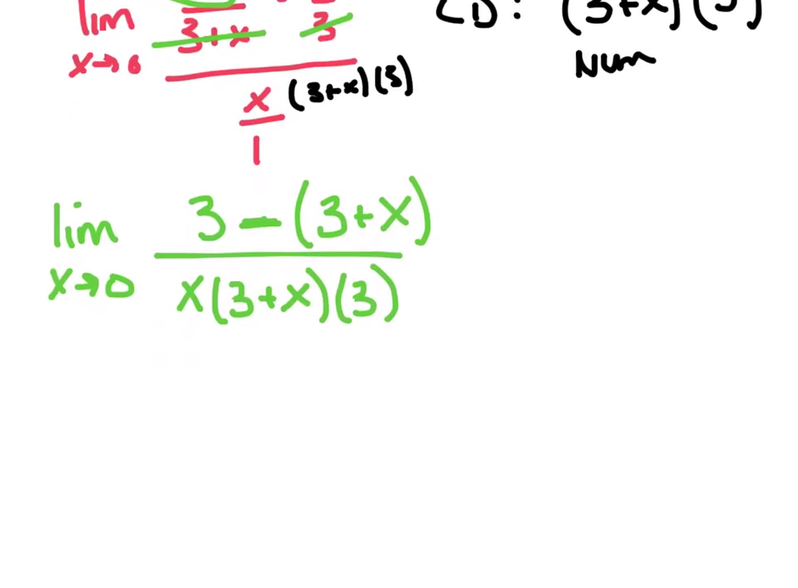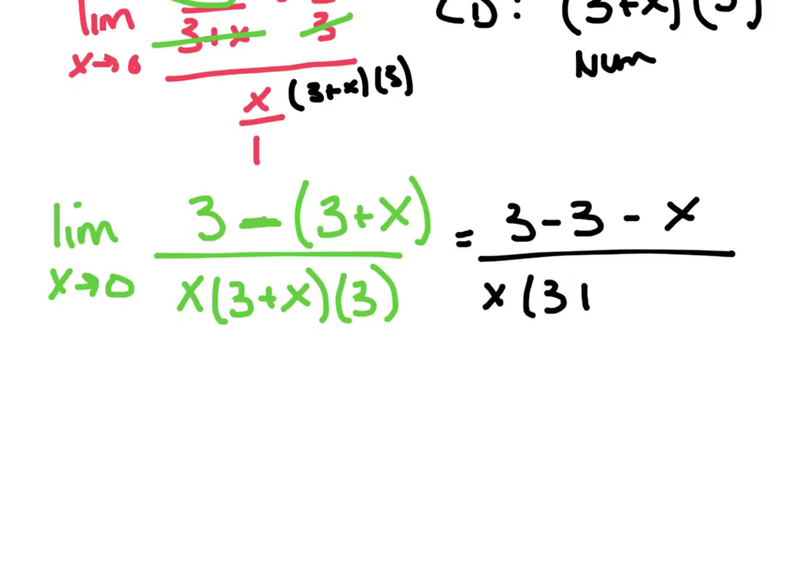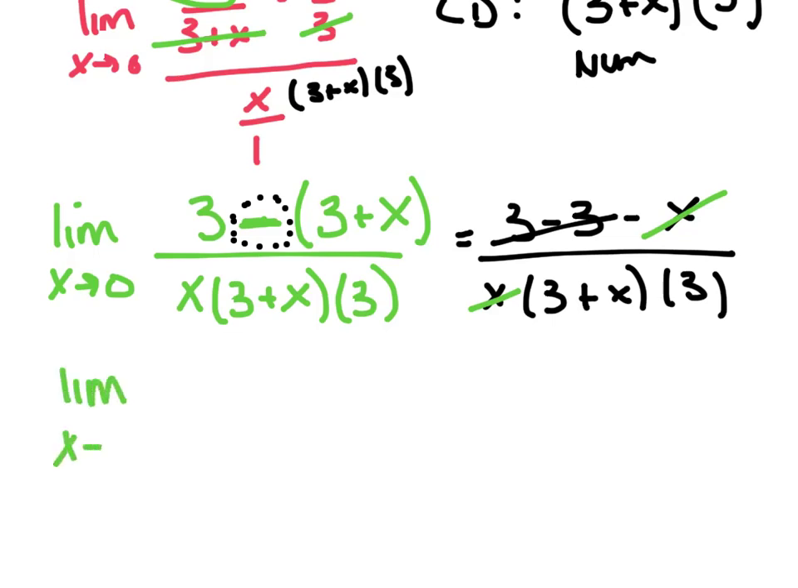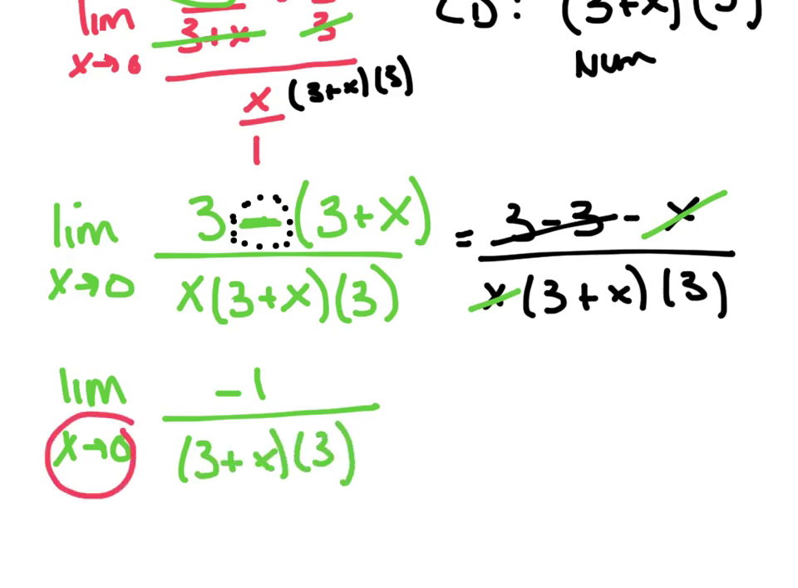All right, now, don't cancel until you clean up. I've got a 3 minus x all over the x, 3 plus x, and 3. Okay, notice I'm not canceling anything because of this minus sign. I'm cleaning up. 3 minus 3 is gone, so I have this negative x over this junk, so these x's can cancel. And I have the limit as x approaches 0 of negative 1 over 3 plus x and 3. Now I can substitute my 0 in, and I get negative 1 all over 9.